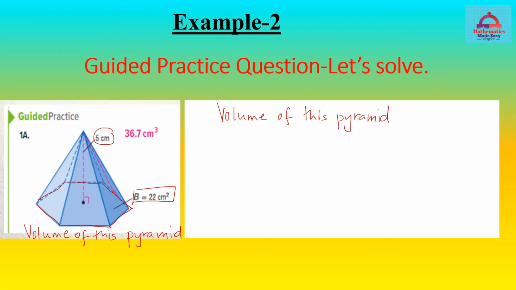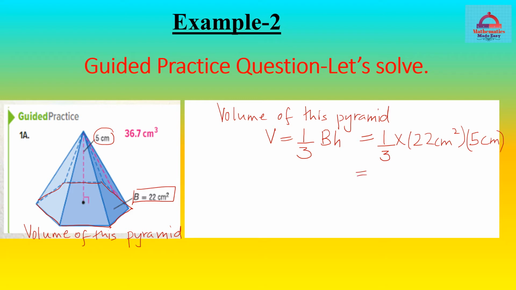So if we go back and write the formula, it is 1/3 base times height. Both the things are given to us. So the only thing we need to do here is plug in the values. So let's substitute the base area. Don't forget the units here, very important, and the height.